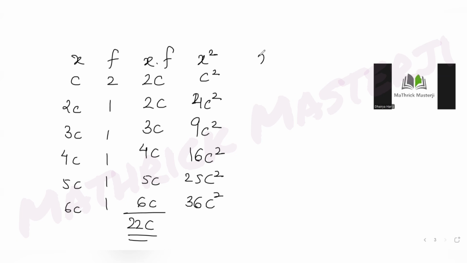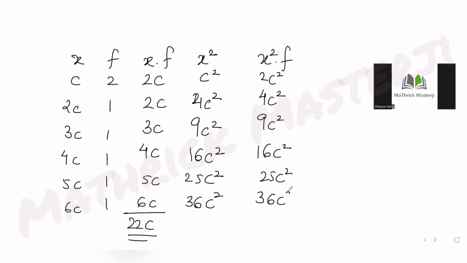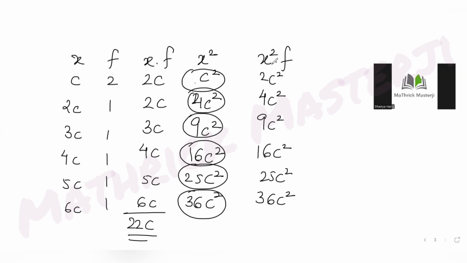So if I multiply that x square also with my frequency, I get 2c square, 4c square, 9c square, 16c square, 25c square, and 36c square. Because here every term is multiplied with 1, because every frequency is 1. Only the first term is multiplied with 2, so you get 2c square. Every other term becomes the same.